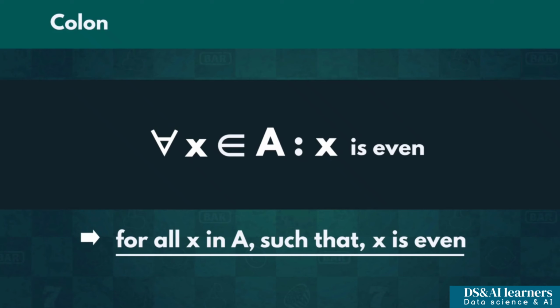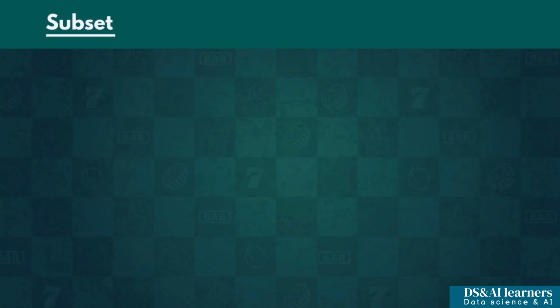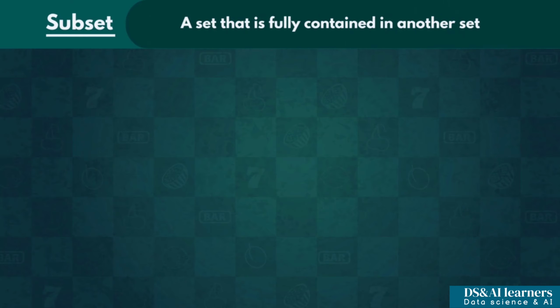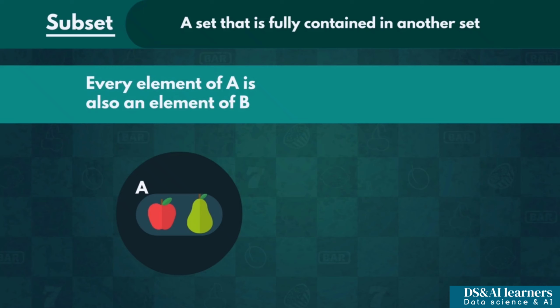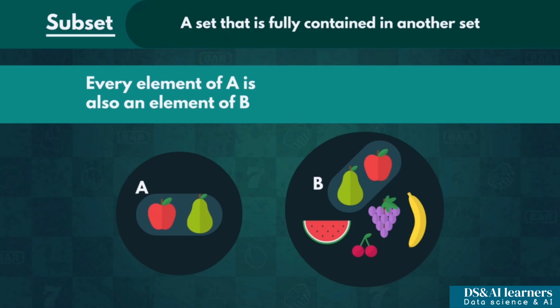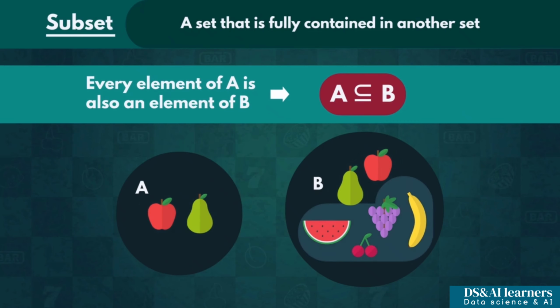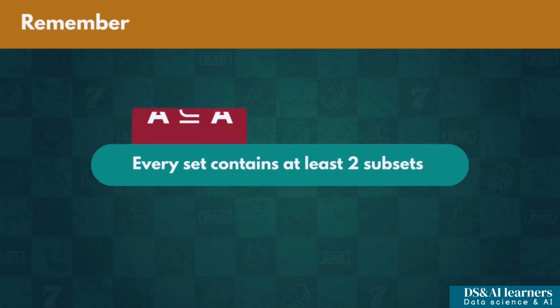Great job so far, everybody. The final fundamental term we must introduce is subset. In short, a subset is a set that is fully contained in another set. If every element of A is also an element of B, then A is a subset of B. We denote that with A ⊂ B. As you can see, not all elements of B are necessarily part of A. Going forward, remember that every set contains at least two subsets, itself and the null set.